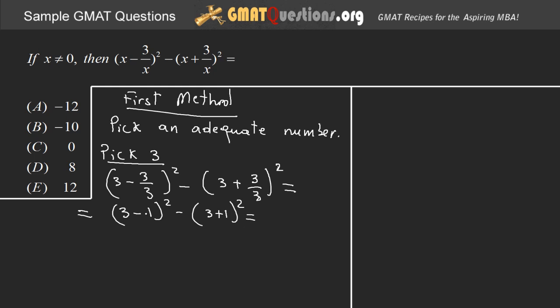And this 3 minus 1, what is it? 3 minus 1 is 2, squared, minus 4 squared. And 2 squared equals 4, minus 16. And 4 minus 16 is -12. As you can see, we only have one -12 here. A would be the answer to this.